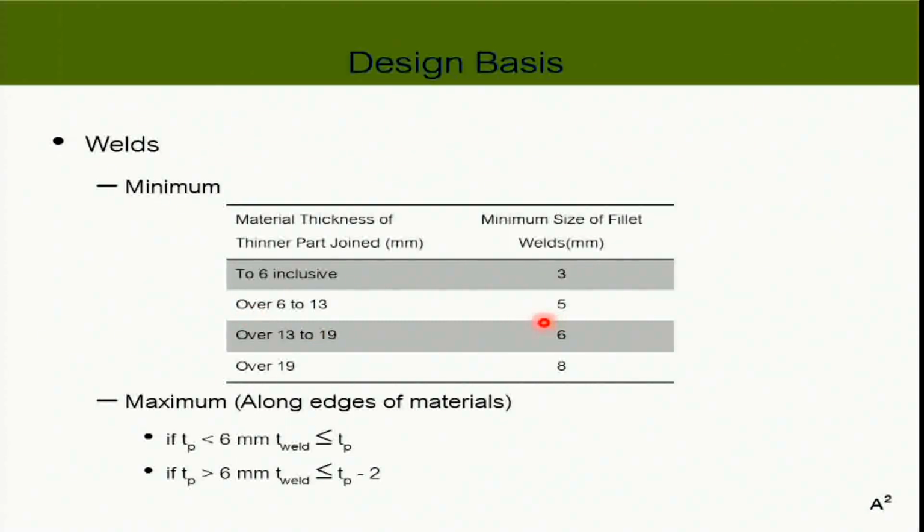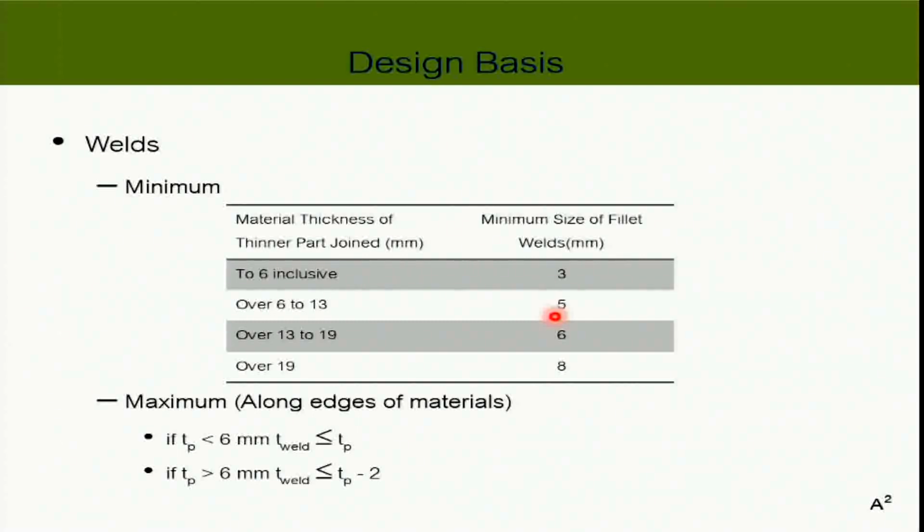If you use smaller than this, you may have the problem with the so-called heat synchronization. And if the heat doesn't synchronize, it means the welding metal just doesn't seep into the base metal enough, and therefore your weld may not be strong enough.